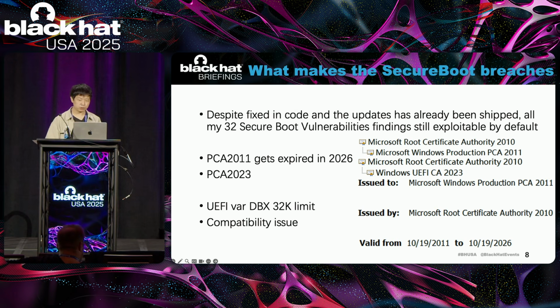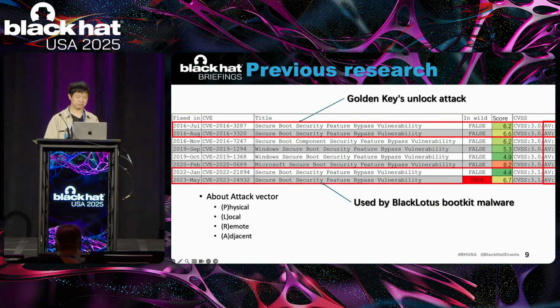But the PCA 2011 is not added into the blacklist variable because of compatibility issues, which Bill from MSRC explained in last year's Black Hat talk. And there's also a length limitation on the UEFI blacklist variable. So all these conditions enable the first breach for these Windows SecureBoot vulnerabilities to be exploited: the time breach.